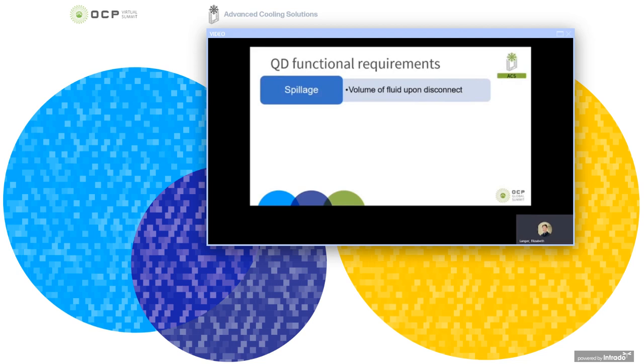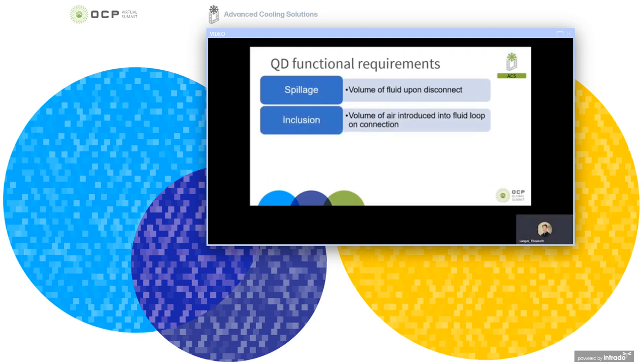Now that we've got a handle on the anatomy of a QD, I want to introduce some of the key functional requirements. Spillage is certainly a consideration, especially as we're getting closer and closer to the IT equipment, and we can quantify that in cc's or milliliters as the volume of fluid upon disconnection. So every time you make and break that quick disconnect pair, there will be an appreciable amount of fluid buildup either on the QD or in the form of a droplet.